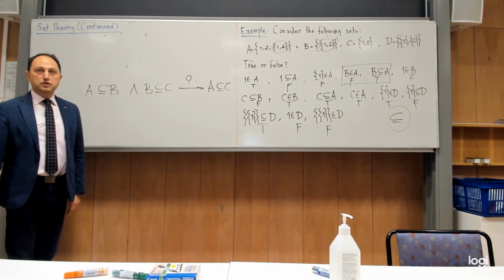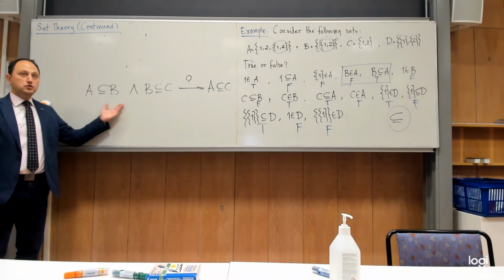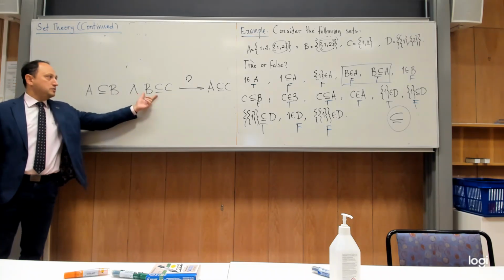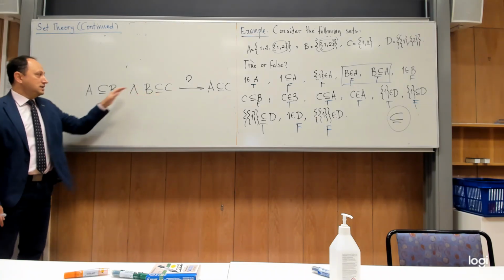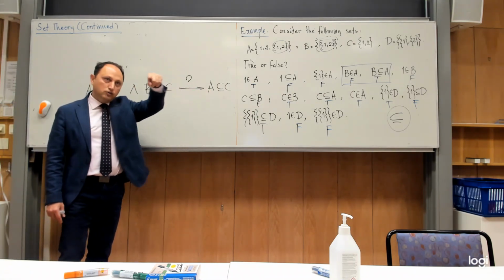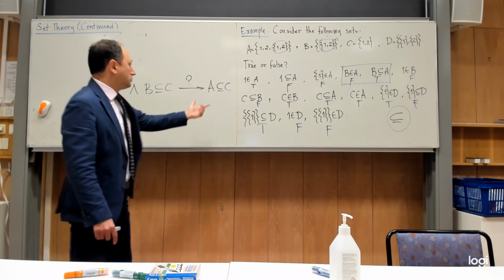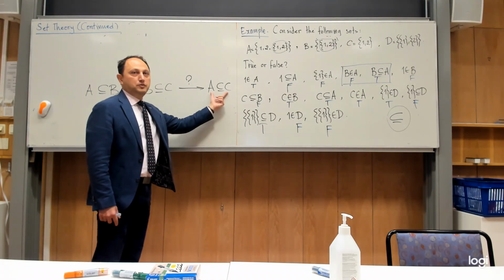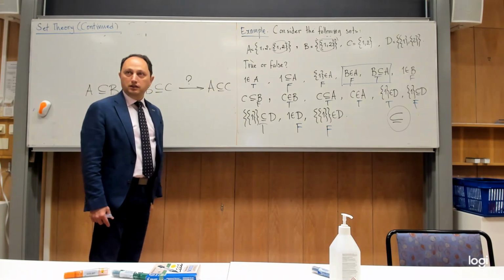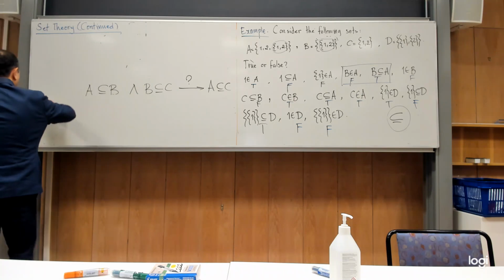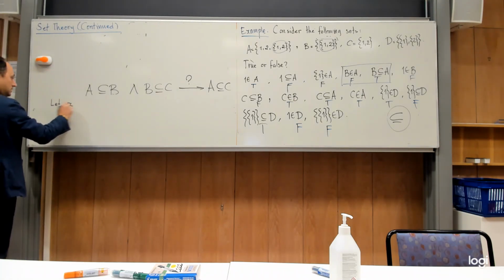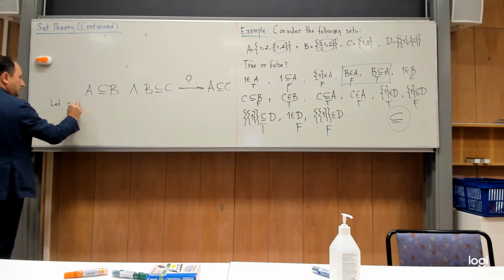What are my assumptions? How many assumptions do I have? Two. One of them is that A is a subset of B, and the other one is that B is a subset of C. These are the things that I know. This is the thing that I want to show. Now, what you said is correct. If I want to show this, I have to show that everything in A is also in C. How should I start? Let X be in A.